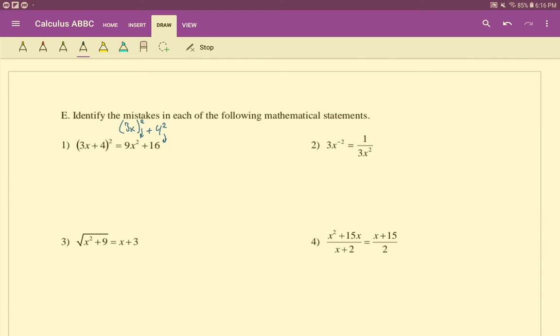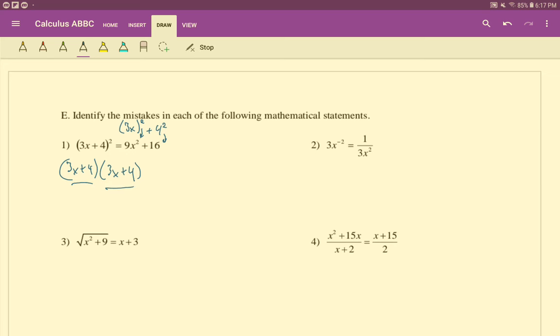So in this case, when you square something, what does that really mean to do? Think about that. What's 2 squared? Well, it's 4, because it's 2 times 2. 3 squared is 9 because it's 3 times 3. 3x plus 4 squared is 3x plus 4 times 3x plus 4. Then we have to multiply.